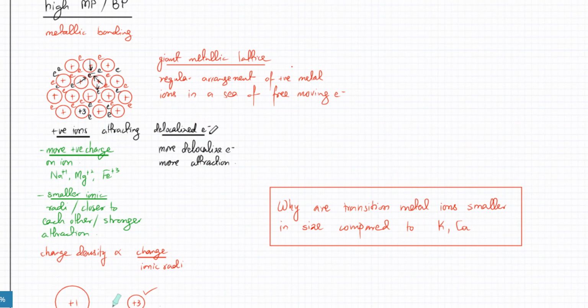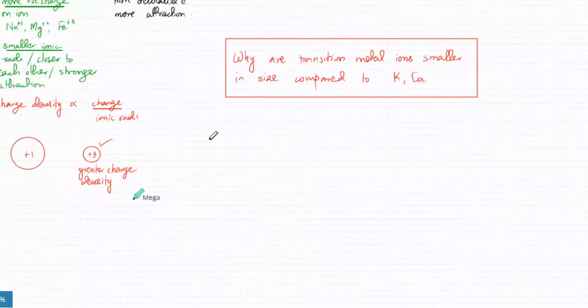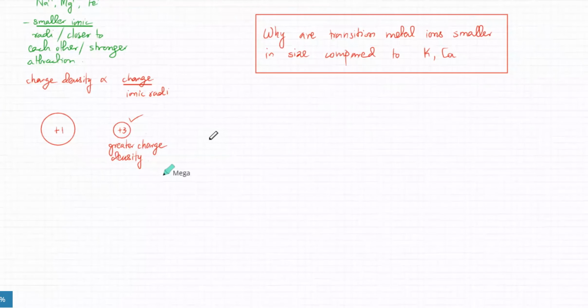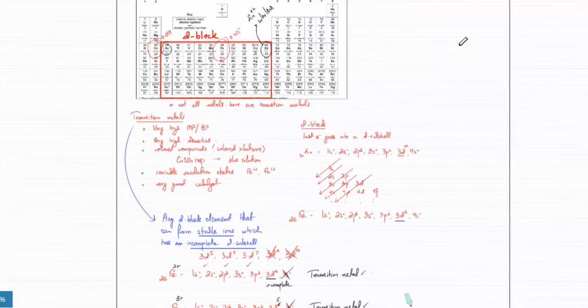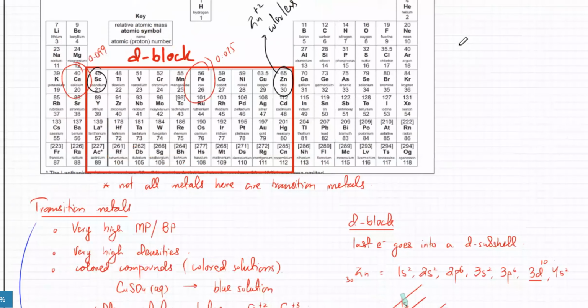So transition metals have higher melting and boiling points because of both things. They've got greater charge density, plus they've got more delocalized electrons. So we can also link this up with being good catalysts. I'm going to discuss why transition metal ions are smaller in size compared to potassium and calcium, the ones that come right before them. Or basically, why do they have greater charge density?